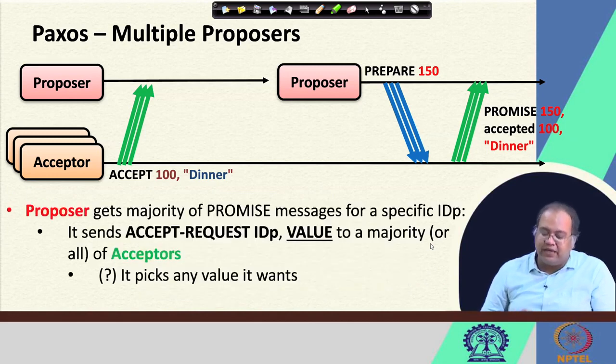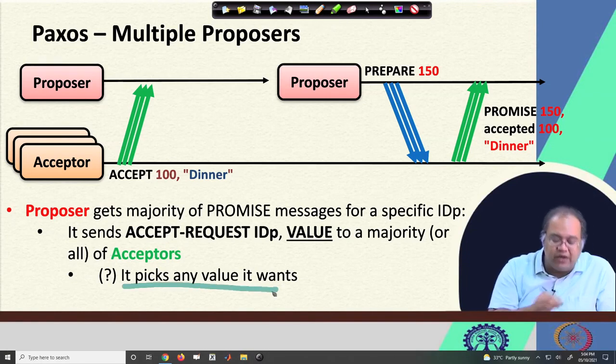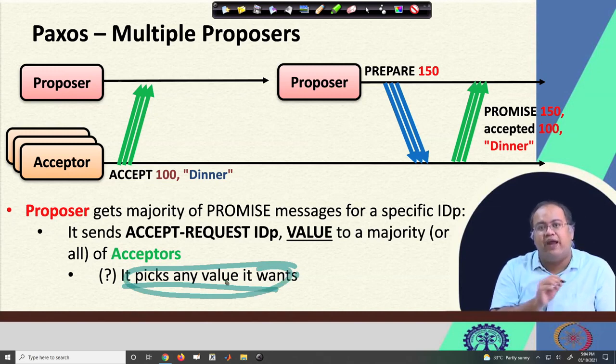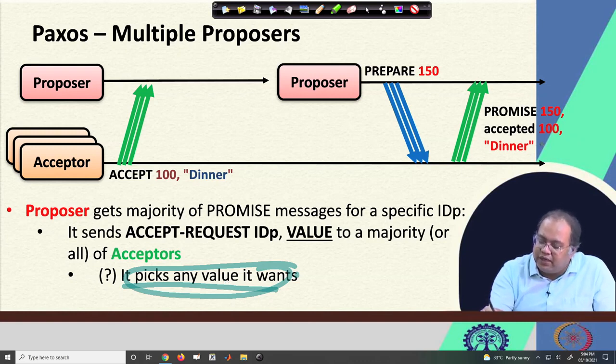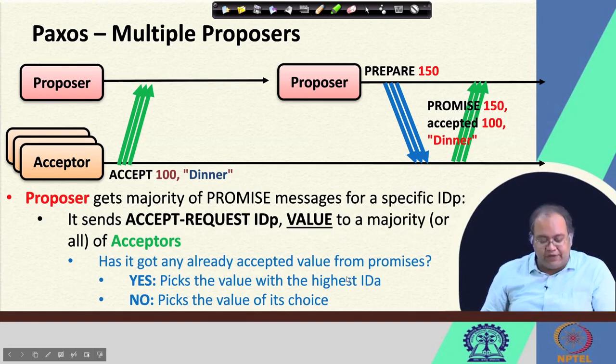When the proposer gets a majority of such promise messages for a specific ID, earlier we have seen that it sends an accept request with a value to the majority of the acceptors, and we said earlier that it can pick any value it wants. Now, this particular condition we are going to change. It is not any value it wants; we would see whether the promise already contains some value or not. And when the promise already contains some value, the proposer is going to respect that information.